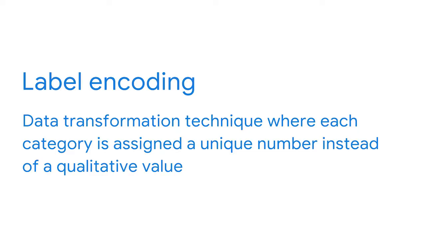Another way to work with categorical data is called label encoding. Label encoding is a data transformation technique where each category is assigned a unique number instead of a qualitative value. For instance, let's imagine you had a data set about mushrooms in which you wanted to understand the distribution among different types of mushrooms. Imagine you've been given a data set about mushrooms with a column titled type and the options of black truffle, cremini, king trumpet, button, hedgehog, morel, portobello, toadstool, or shiitake.